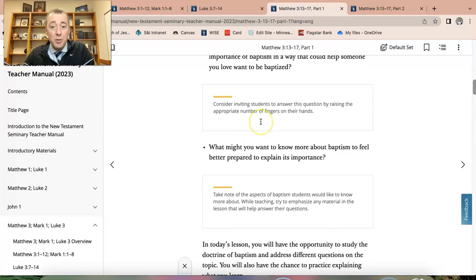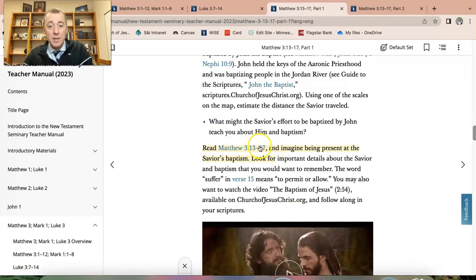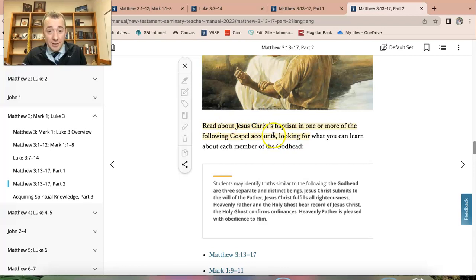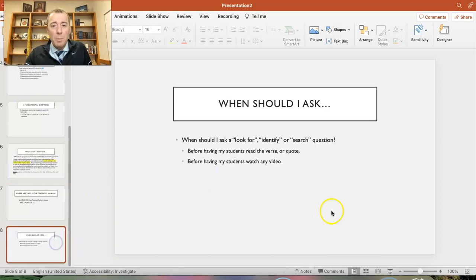Matthew chapter 3. Part number one of this lesson. Here are our look for questions. Read these verses looking for this. Remember, there is a specific purpose, it is found within the following content. Read this looking for this. So I hope that this helps to understand just a little bit more about where they are in the curriculum. But then when should I ask a look for question?